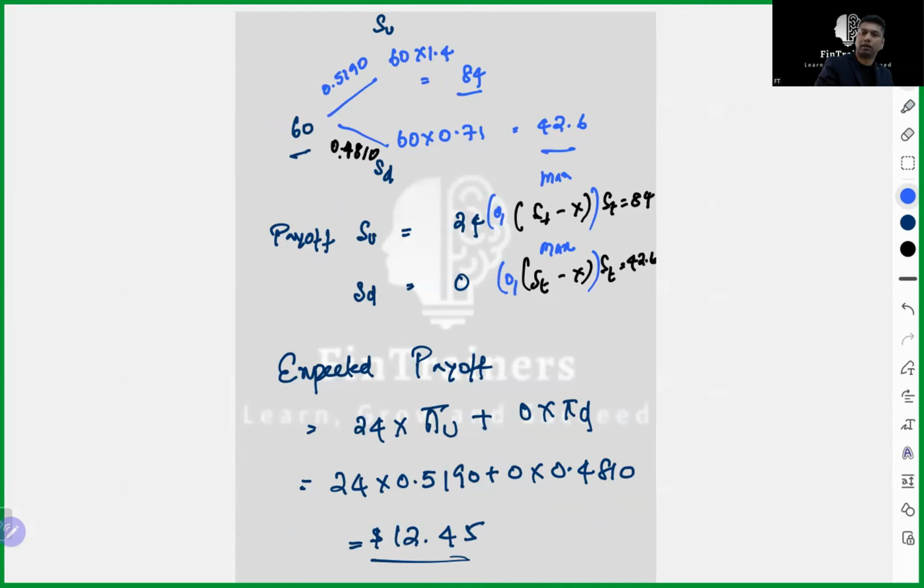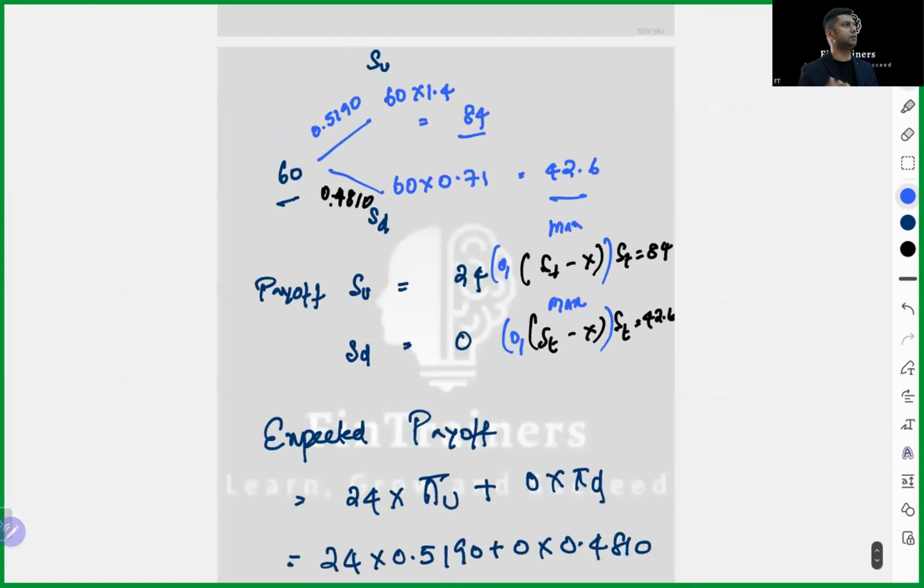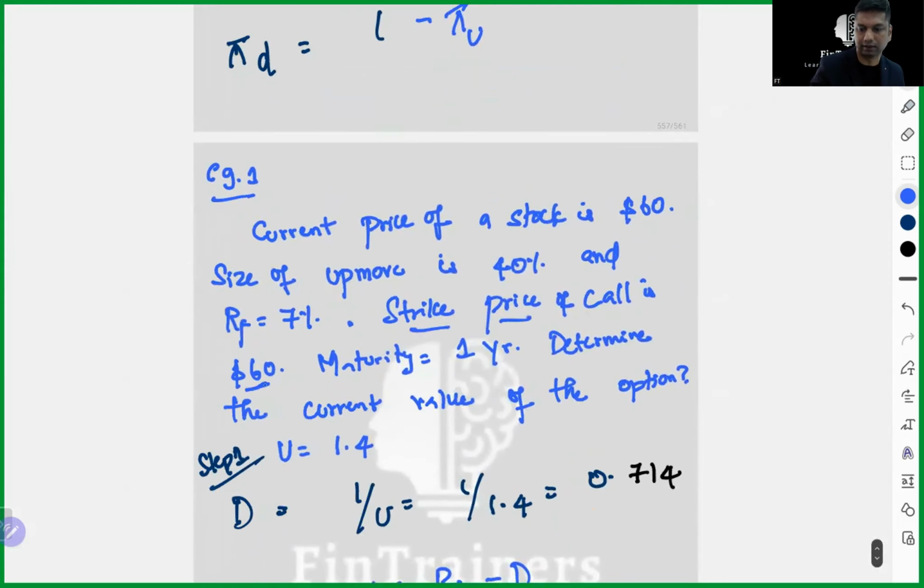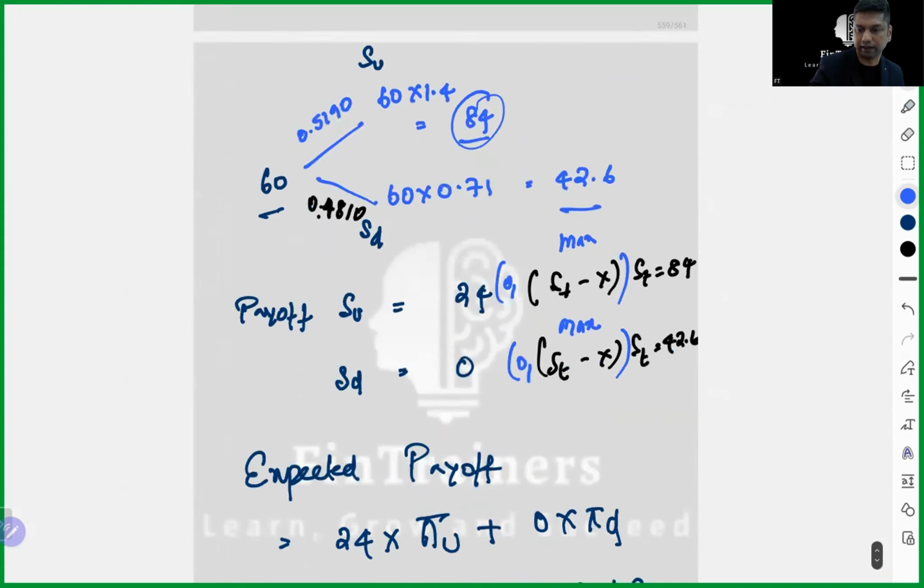Yes. There's a question online: how did we get 24? How did we get the payoff of 24? For a call option, what is the payoff? Max function of 0, comma ST minus X. The spot price is 84, and in the question we have given the strike price as 60. That means X is 60, right? So the payoff is ST minus X, with the lower bound being 0 payoff. ST is 84 minus the strike of 60.